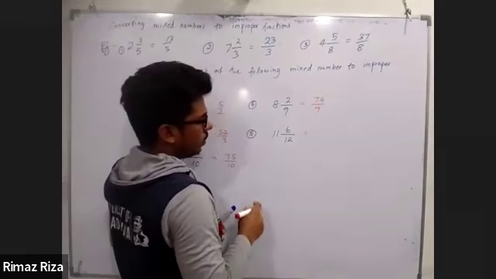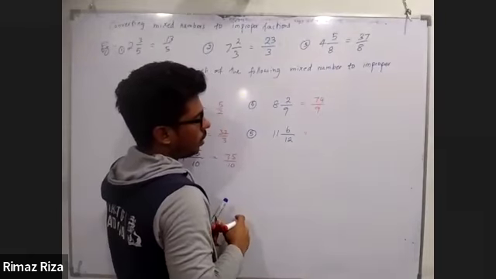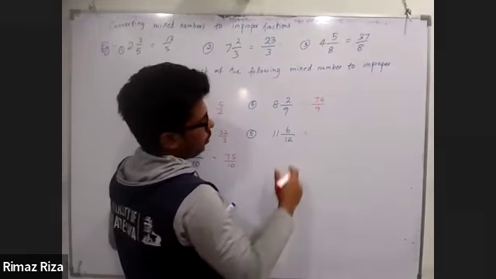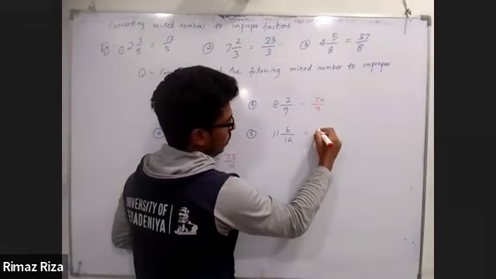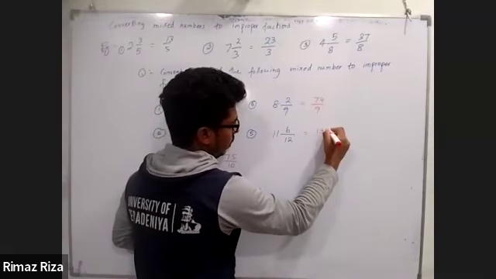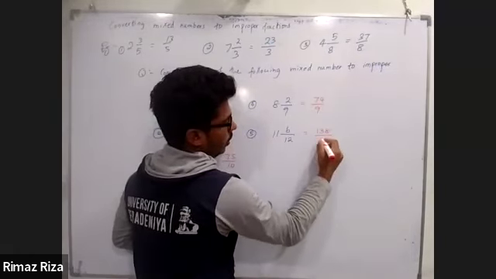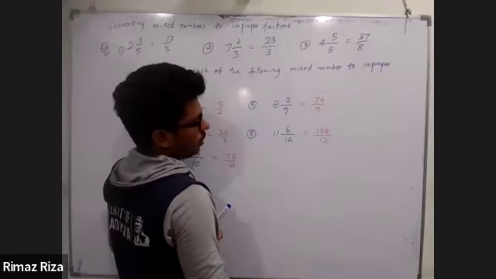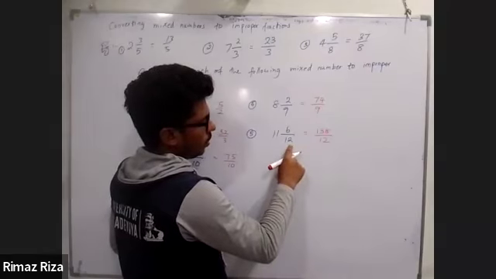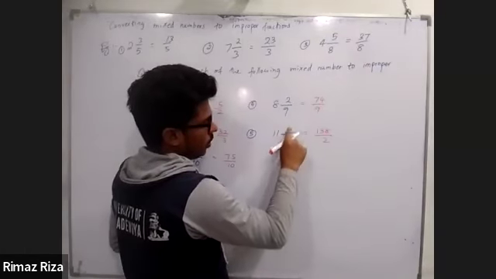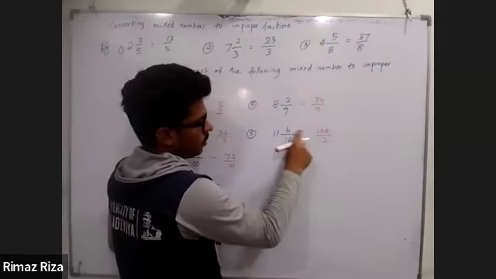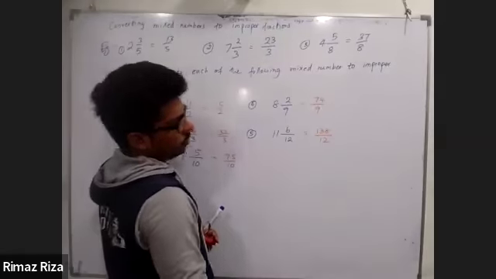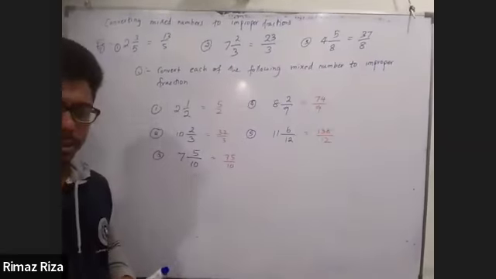12 into 11, 132 plus 6, 138 divided by 12. 12 into 11 is 132 plus 6, 138 divided by 12. How many are correct?